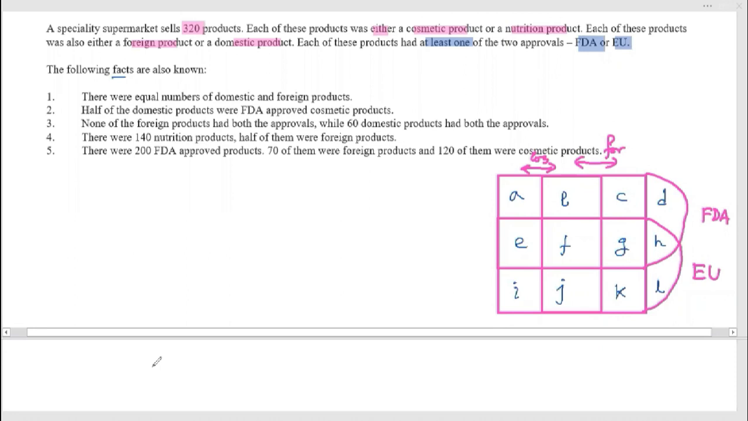To consider these facts, let us take the first point. There were an equal number of domestic and foreign products. How can I read this one? What is the foreign product? The foreign product is this entire part. And outside that, that means AEI and DHL, that would be nothing but domestic. So let us write this one down. This AEI added up with the right hand side column DHL.